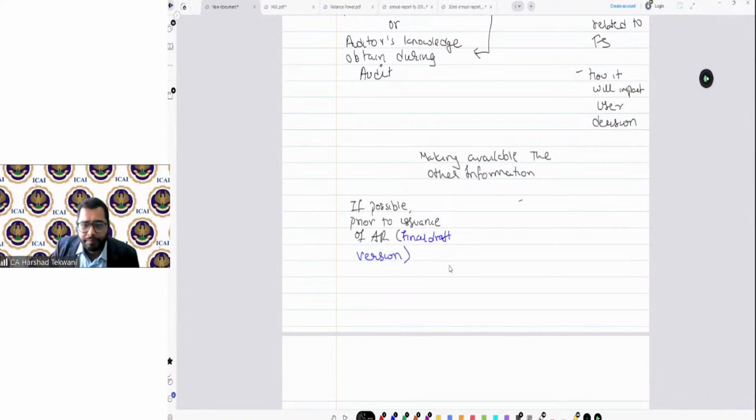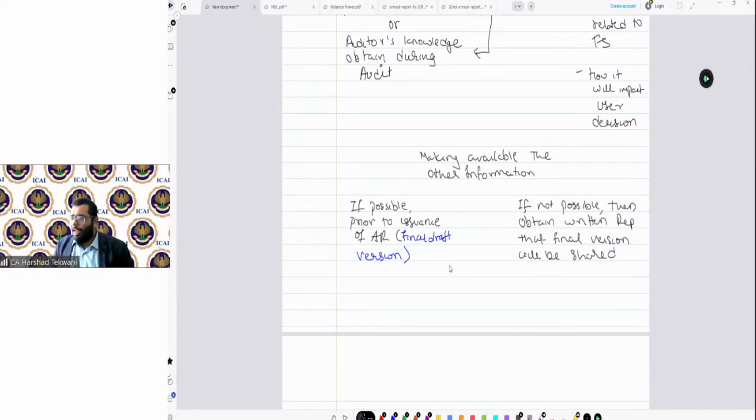Or if not possible, then we will obtain a written representation from management that the final version of the document will be provided to the auditor when available, but prior to its issuance by the entity to the general public, so that I can complete my procedure.